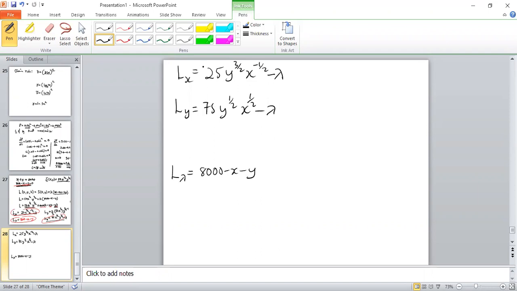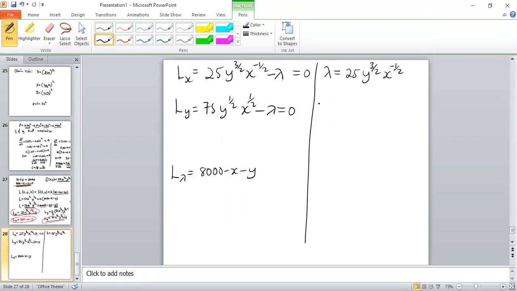So when you differentiate this, since you are maximizing, remember we said you equate these to 0. To make life easier, you make lambda the subject of the formula. Take lambda to the other side so that it's positive lambda. This lambda equals 25 y to the power 3 over 2 and x to the power negative half.